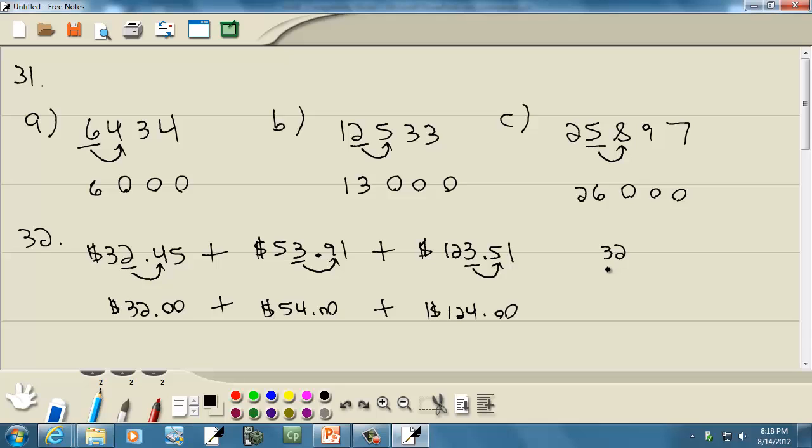So I got 32. Actually, I got 124, 32, 54. 8, 10. Put a 0. Carry the 1. 3, 6, 11. 1. Carry the 1. 210. Assuming I added correctly, which is always kind of iffy. 10, 1, 3, 6, 11, 1. Okay, looks right.